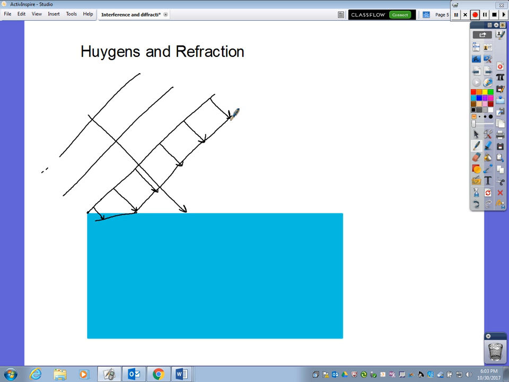Let's draw the next one. It's traveling that far, all of these traveling the same distance, and then this one travels a much shorter distance, as does this one. So the wavefront inside the water is like this. Outside the water, it's parallel. See, we have these parallel wavefronts outside the water and these parallel wavefronts, and then the next one is going to look something like this, and then this. Well, that's not a very good one. Let's redo that.